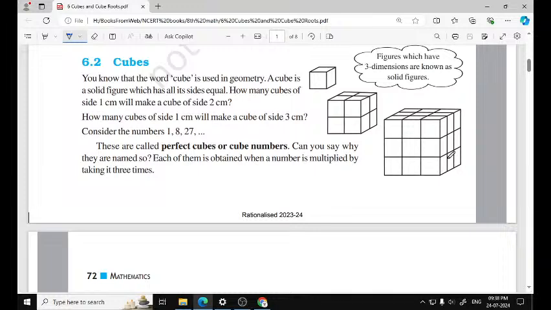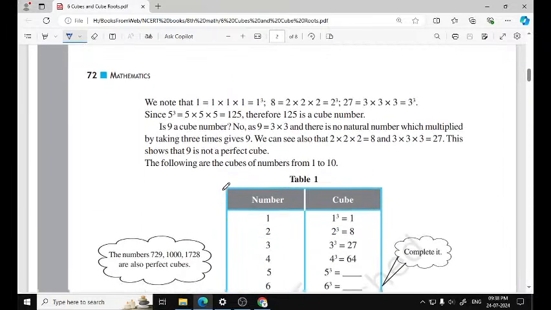They are 27. Consider numbers 1, 8, 27. These are called perfect cubes or cube numbers. Can you say why they are named so? Each of them is obtained when a number is multiplied by itself 3 times.